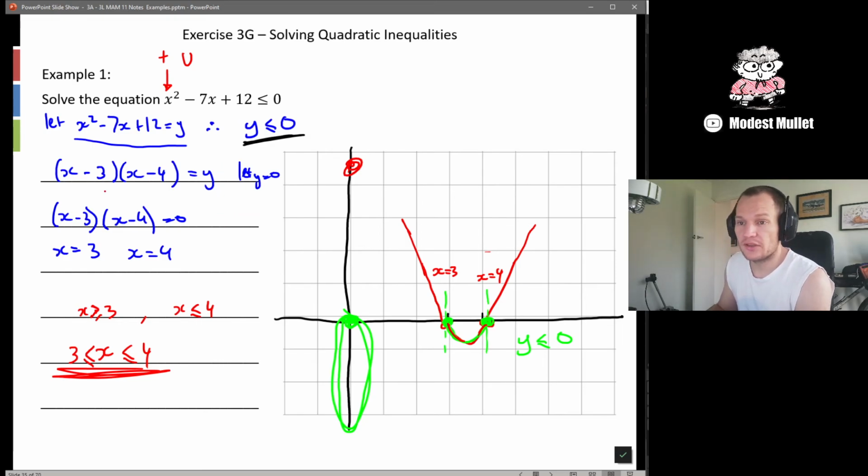What else? The only other things to point out is sometimes the factorization is not as easy as just inspection. Sometimes you might have to do the cross method. Sometimes you might have to use completing the square.